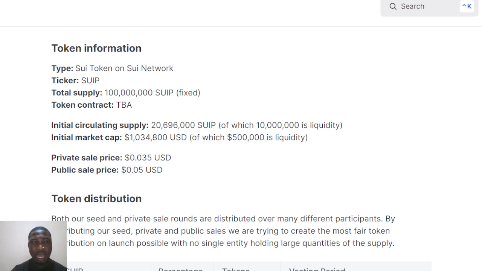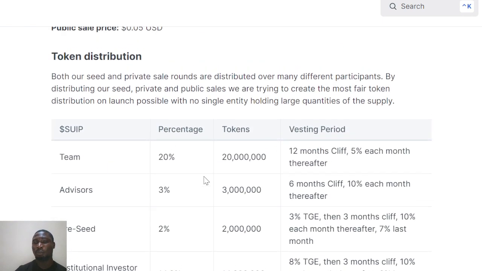All these points are very essential and very important in knowing about the token. You can see the total supply, the contract, the initial supply, how many were initially liquidated, the initial market cap, the private sale, the public sale price, and all that. So all these are points that we must pinpoint and take note of when talking about this project. What are they really about? How can we get an edge when talking about all these projects?